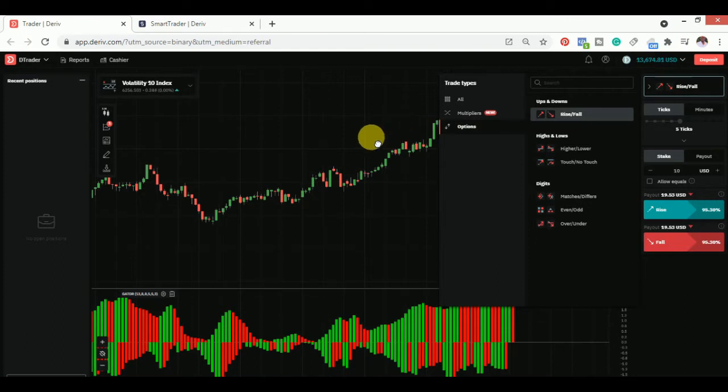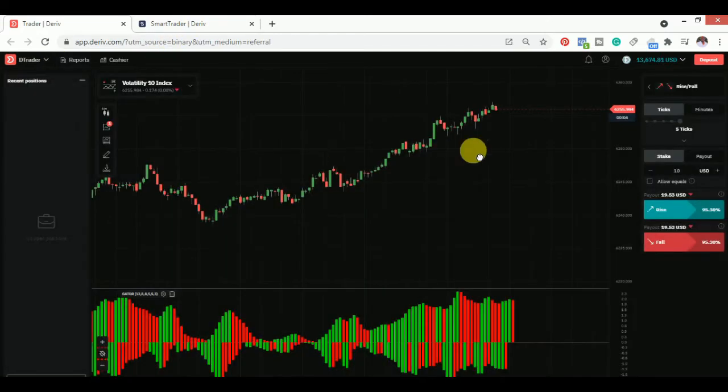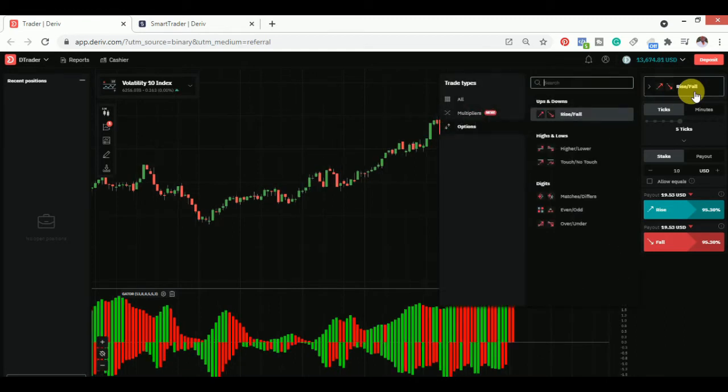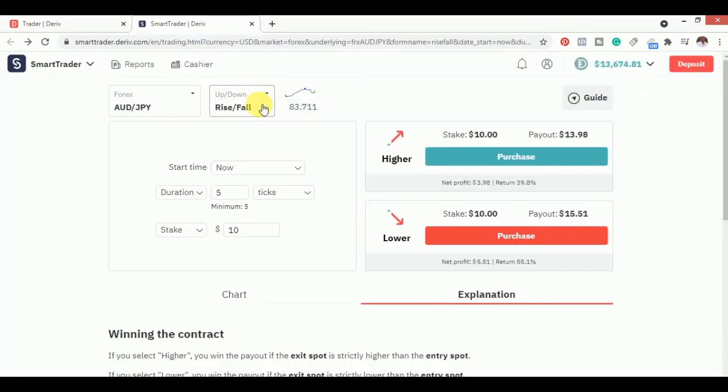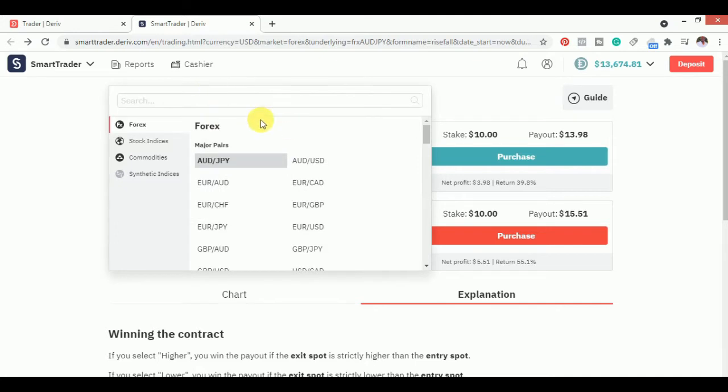Now guys, can you notice what I am noticing? The reset call and reset put option is not on DTrader. It's not on DTrader, that's on DERIV. So where you will find that, it's good that we even went through this particular option. Whenever I want to trade that option, the only place I go through is binary.com. Now it should be here.